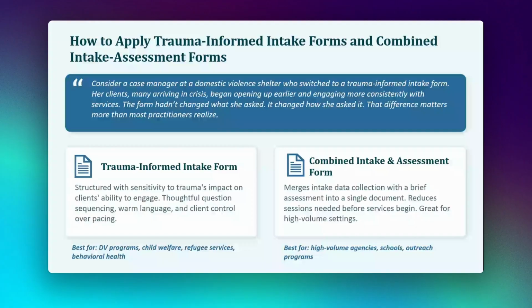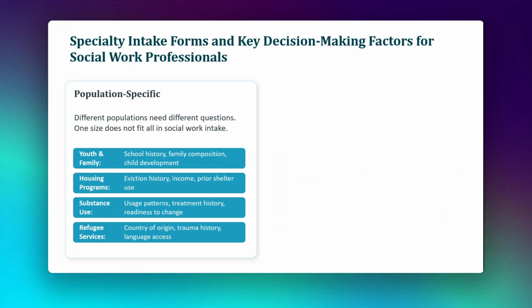These forms typically include demographics, presenting needs, a quick risk screen, and initial goal identification. Now, beyond the standard form types, you'll often see organizations creating population-specific intake forms, tailored to the clients they specifically serve. For example, a youth and family services intake form is going to look different from one used in a substance use recovery program or a refugee resettlement agency.